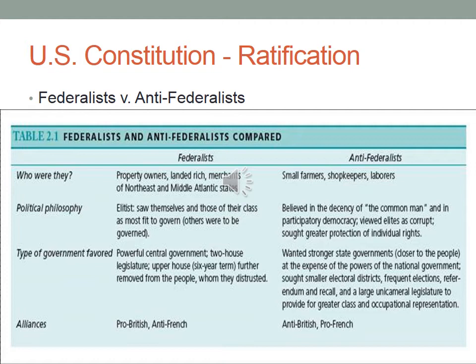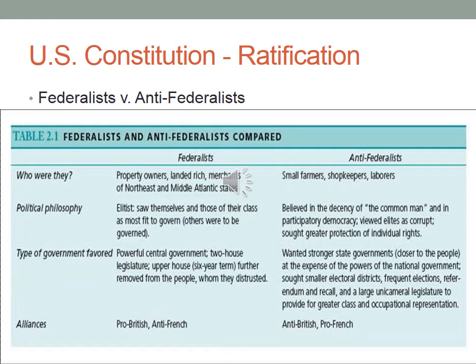Type of government favored: of course, the Federalists, because they supported this new Constitution, favored a powerful central government, a two-house legislature, and removing the masses from the process of governing. They distrusted the masses. They saw them as only seeking their own selfish, small interests, not looking at the big picture. Of course, that distrust shows in the fact that under the Constitution, the only entity that is elected directly by the people is the House of Representatives. Everybody else, there are filters to prevent the masses from choosing them directly.